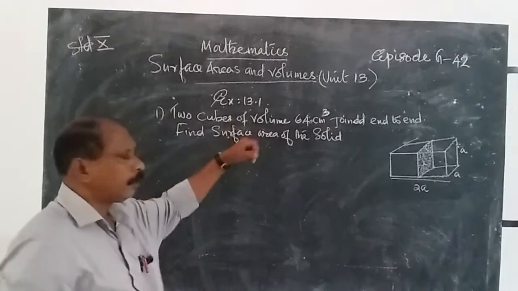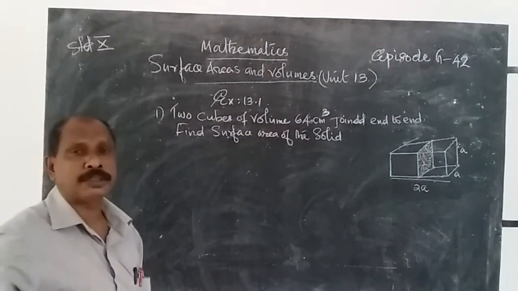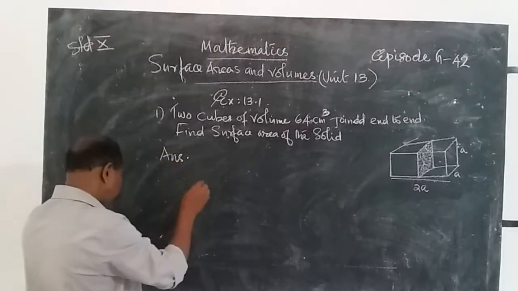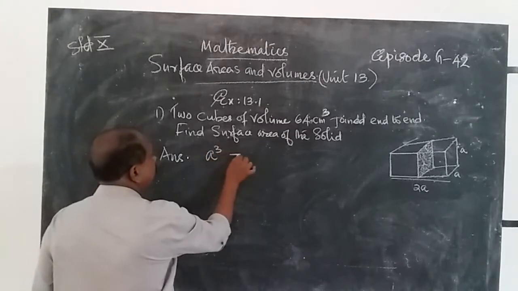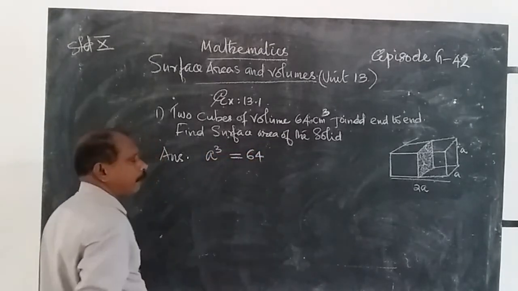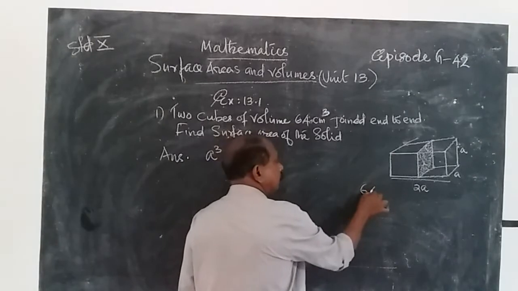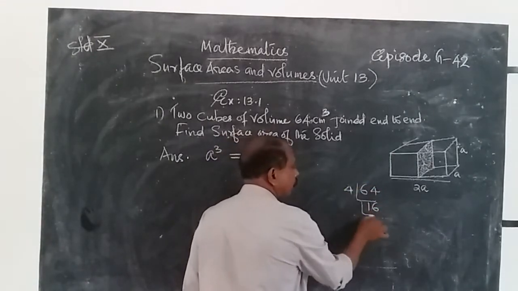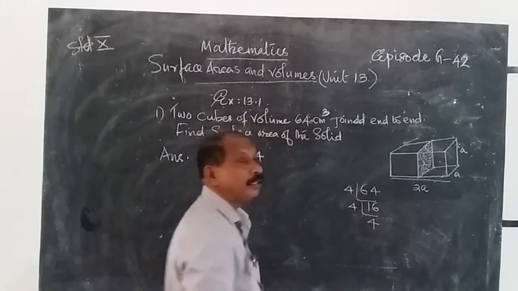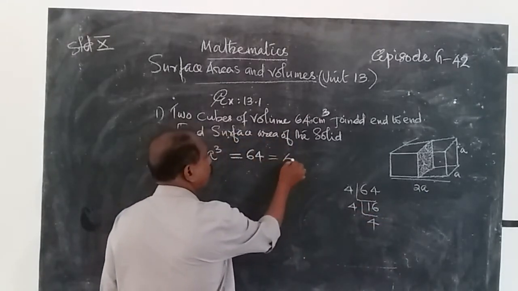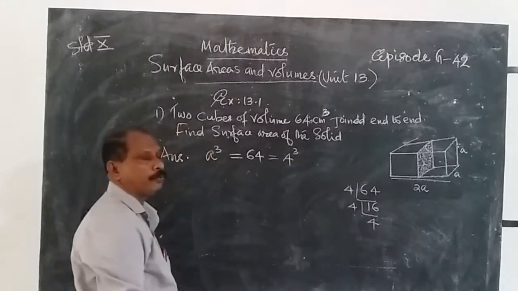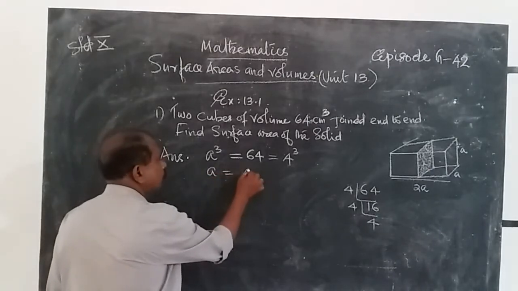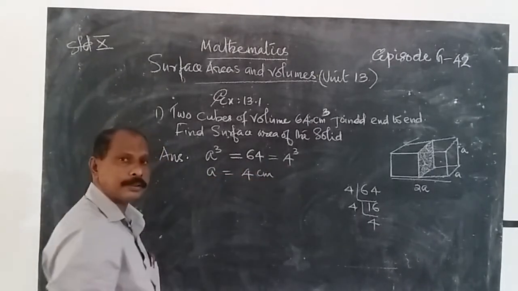What is given? 64 cm cube. That is all that is given. That means the answer is: a cube of volume 64 is given. We know that 64 is 4 into 4 into 4, that is 4 cubed. Therefore, a is equal to 4 centimeter. That is the answer.